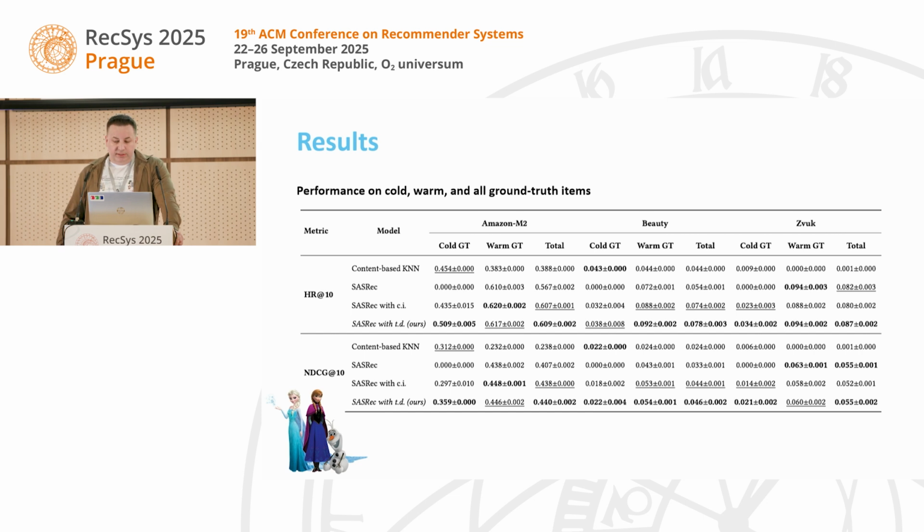We measured hit rate and NDCG at 10 on three groups: cold items, never seen in training, warm items, and all items. The results are clear. Our proposed solution consistently outperformed all baselines on cold items, sometimes by large margins. And overall and warm item performance was either slightly improved or at least maintained. There was no significant trade-off.